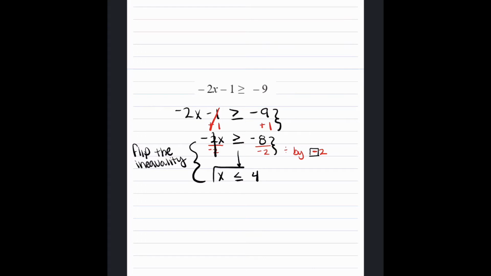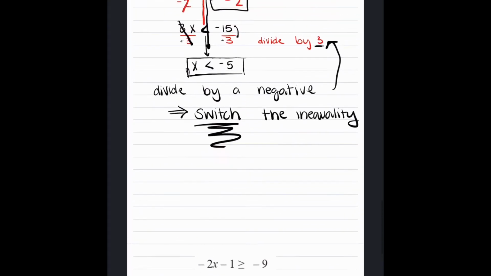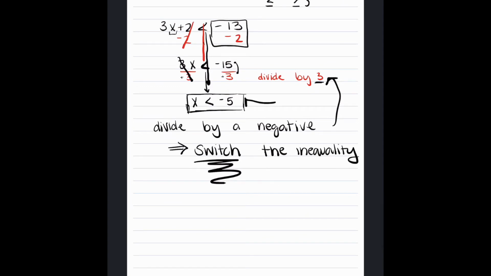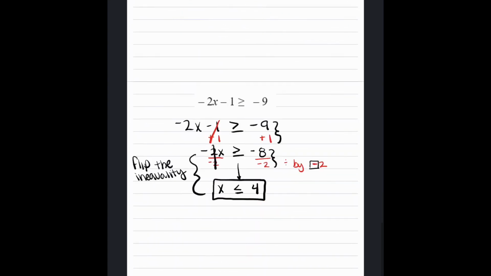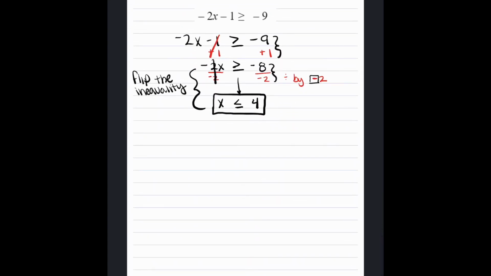So even though our answer wasn't negative, that's okay. If you notice on our top one, our answer was negative, but we didn't flip that sign because we didn't divide by a negative number. We divided by positive 3. We got a negative answer, but we did not flip the sign. Whereas on our second example, we had to flip the inequality sign because we divided by a negative 2. Okay, so if you divide by a negative number, you flip the inequality. If you don't, you keep it exactly the same.